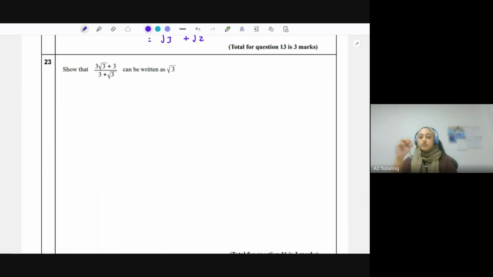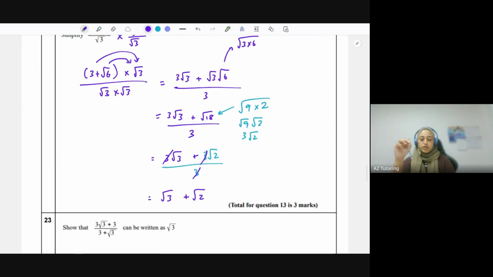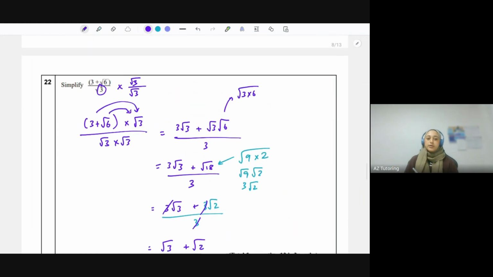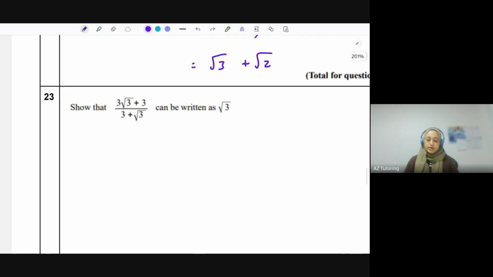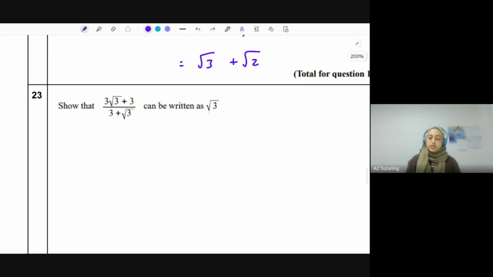Okay, so another tricky one. Now, sometimes in rationalizing denominators, we don't just get given a single term, we get given a few terms. So the rule's slightly different. It says show that this can be written as this. So again, they've not told you to rationalize, but whenever there's a surd in the denominator, they just expect you to know that you should rationalize.